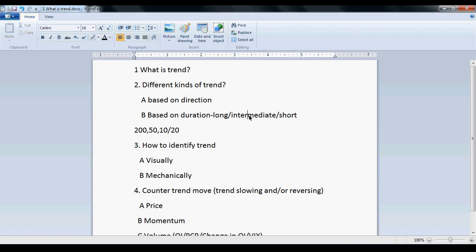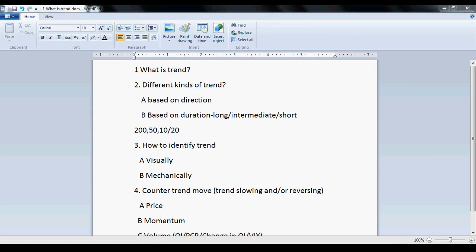See, again there is no fixed number. Why 50? Why not 35? Why not 60? There is no permanent number. However, this 50 period moving average is a self-fulfilling fallacy. That means because more people are following it, it is becoming important. So there is no fixed number. We have to look at the place where this 50 period moving average is, and we should use this as the parameter to identify the intermediate trend, that is the 50 period moving average.